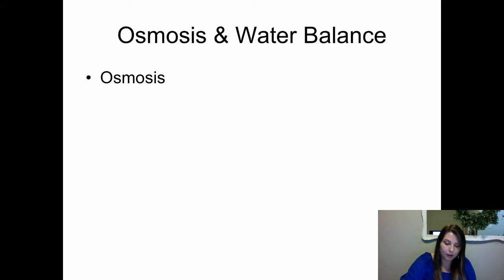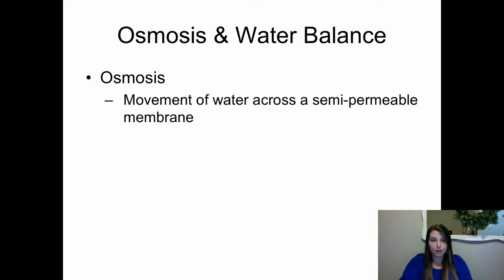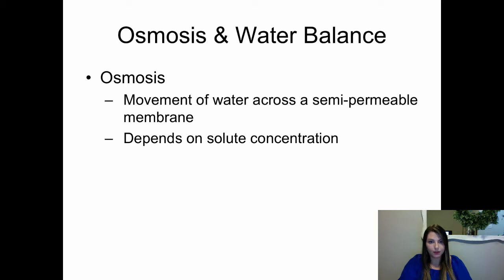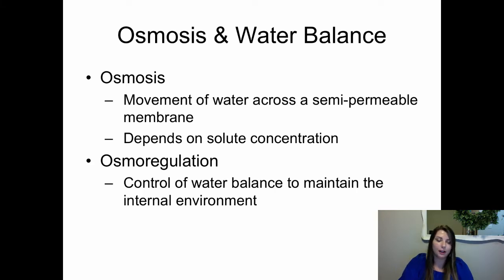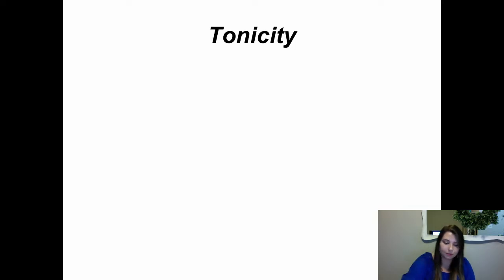So osmosis is a special type of diffusion. It's the movement of water across a semi-permeable membrane. So with osmosis, just think the diffusion of water. It's also going to depend on solute concentration. And then we have what's called osmoregulation, and that's the control of water balance to maintain an internal environment.